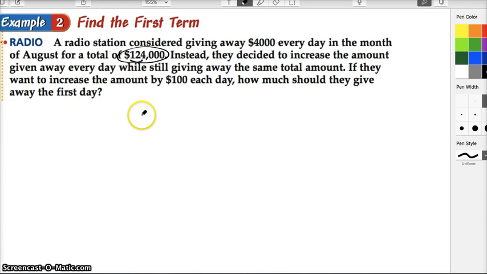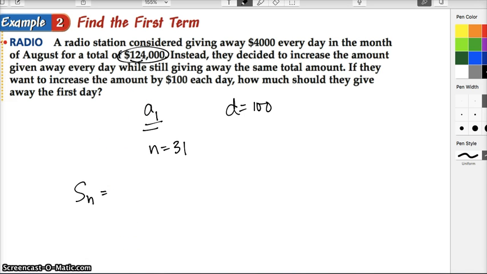If they want to increase this amount by $100 each day, how much would they give away on the first day? So this is an arithmetic sequence where a sub 1 is the value that we're looking for. How much do we give away on the first day? Hopefully you realize that d is 100. That's our change amount, or our common difference of each of the terms. Since there's 31 days in August, n will be 31. And we know we're going to use a summation because they've given us the total amount of money that we're going to give away over this particular season.